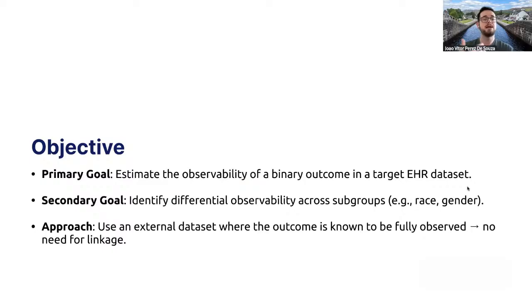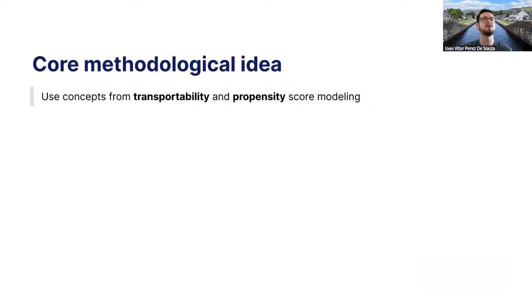In this sense, the authors from this paper had a few objectives, where the primary objective was to estimate the observability of a binary outcome in a target EHR dataset. The secondary goal was to identify differential observability across subgroups, for instance, race and gender. And to do that, they used an external data set where the outcome is known to be fully observed, and they have done this without linkage between data sets. All right, let me get more into detail here.